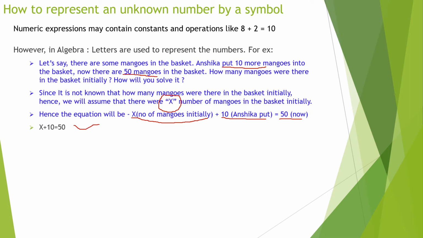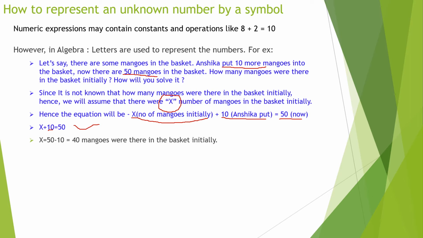How can we solve it? We have to segregate this equation in terms such that all variables are on one side and all the constant values are on the other side. 10 is a constant value, 50 is a constant value, so we can bring this 10 from the left hand side into the right hand side.